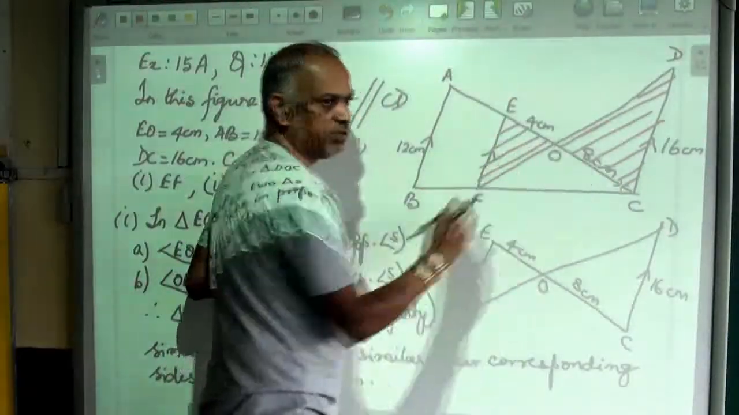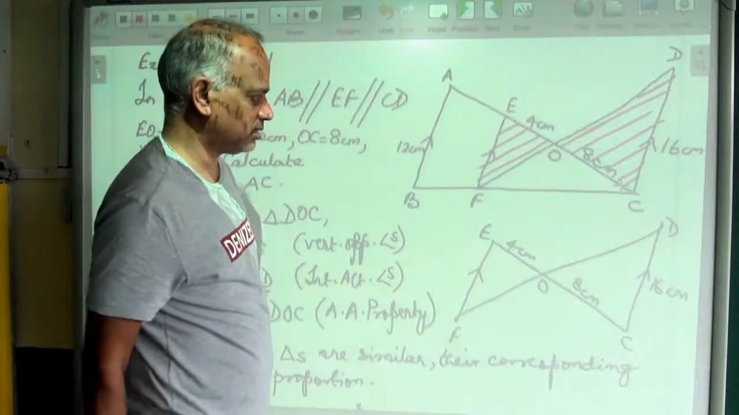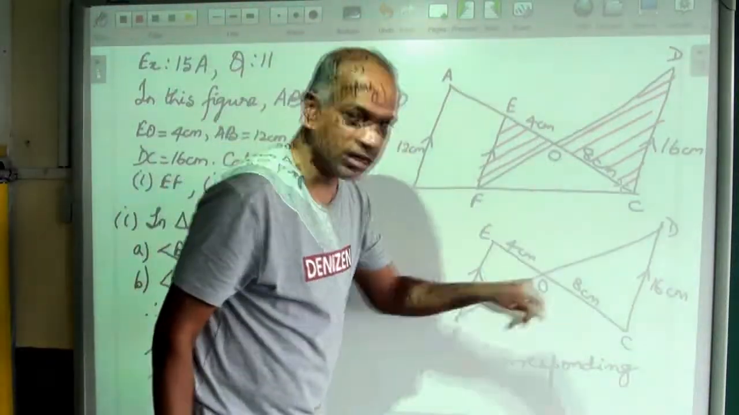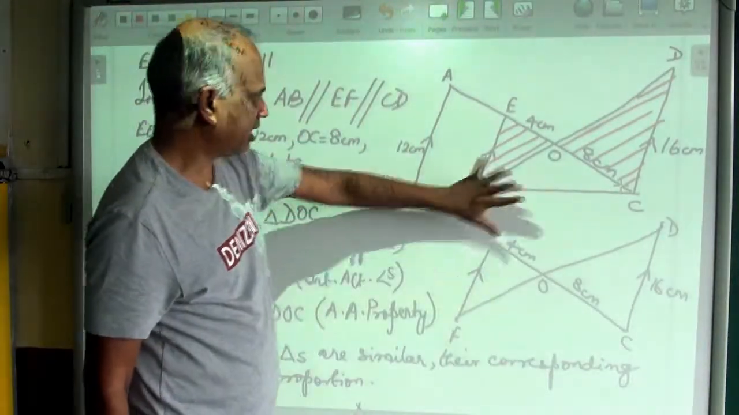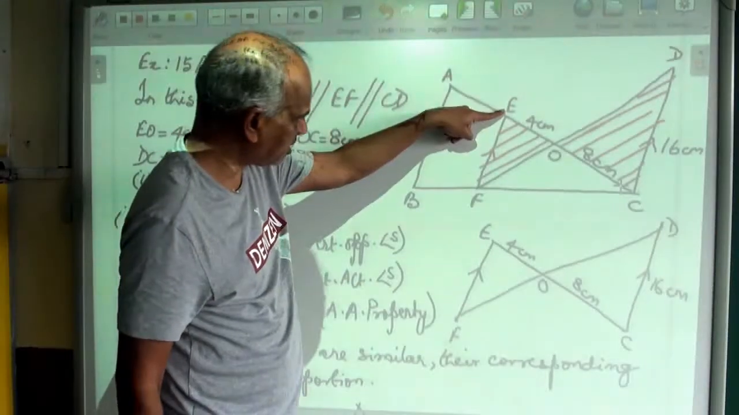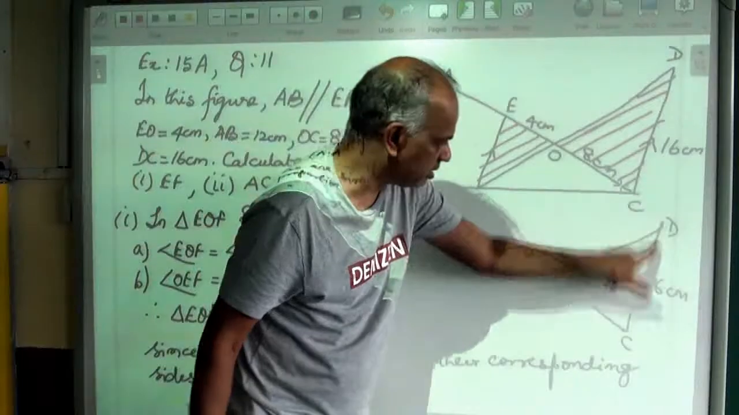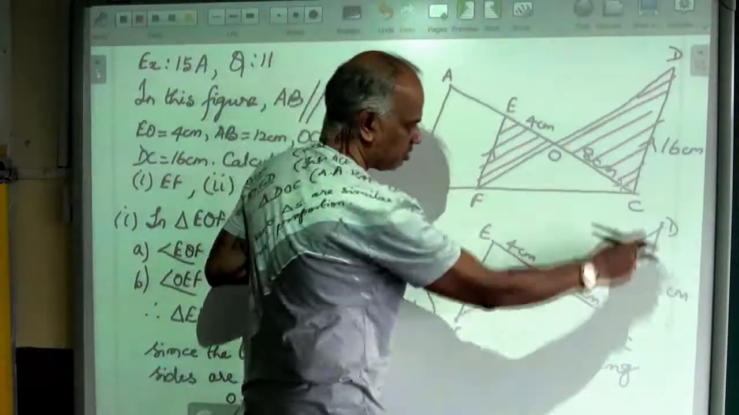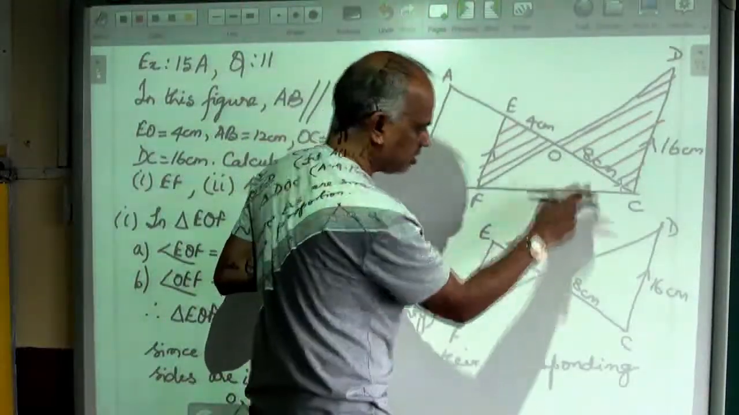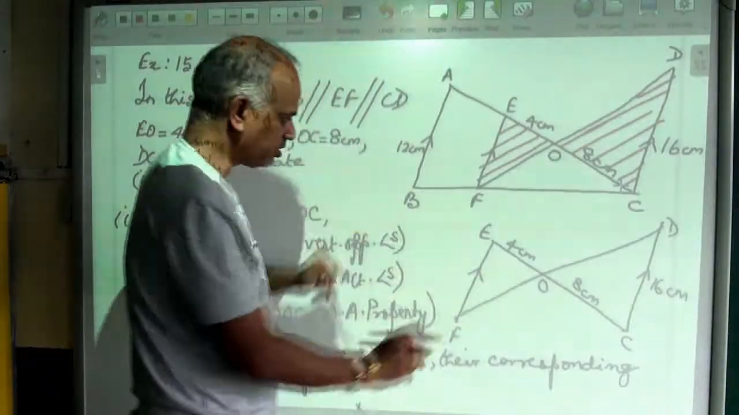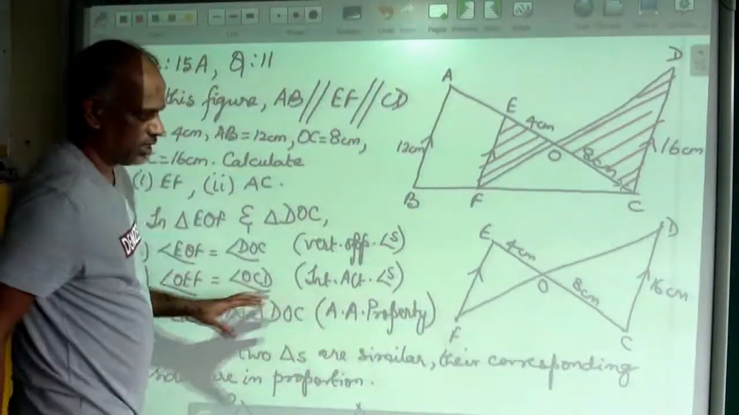The ones which I have shaded with red, two of them are triangles. The same thing I have drawn here. The rest of the figure I have not drawn. So this is EF, in between there is a O, and that is DC. DC is known, which is 16, this is 4, this is 8. Nothing else you know, you have to find EF.